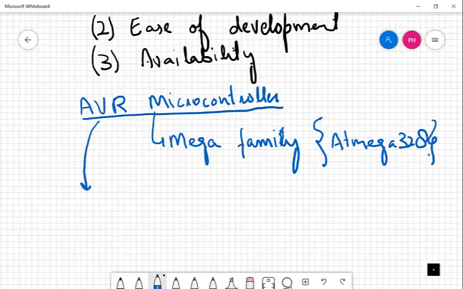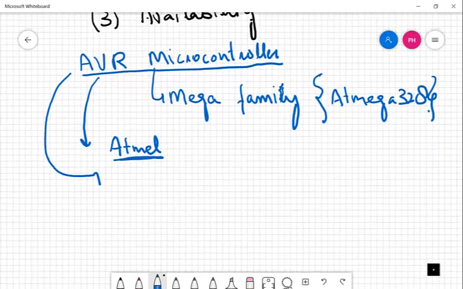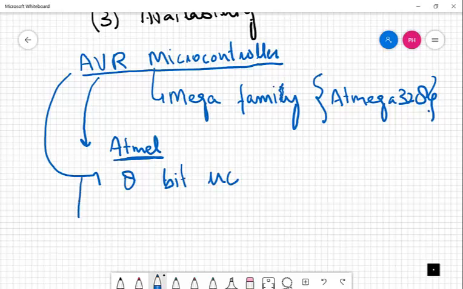AVR microcontrollers were originally designed by two students of the Norwegian Institute of Technology, and then their company was bought and developed by Atmel in 1996. Presently Atmel, now called Microchip, designs, develops and sells these microcontrollers. All of the microcontrollers in the AVR family are 8-bit microcontrollers, except AVR32, which is a 32-bit microcontroller.